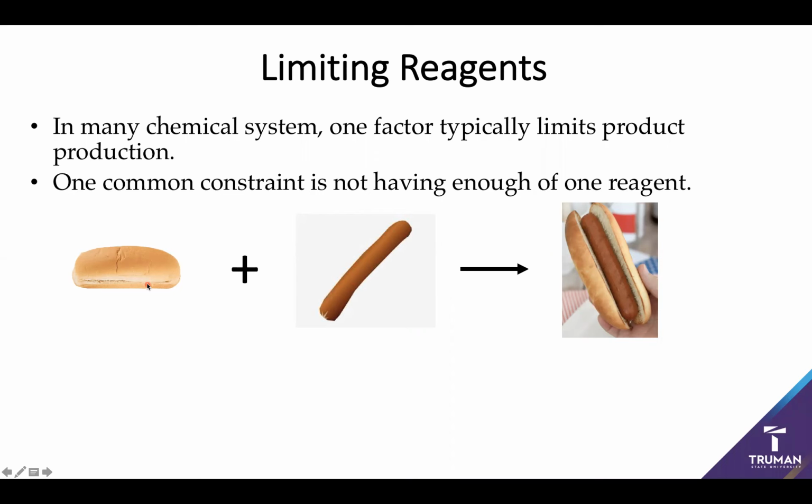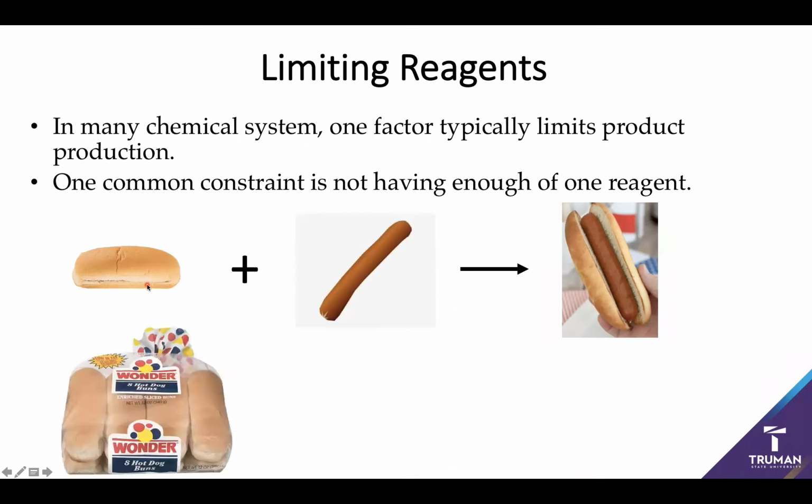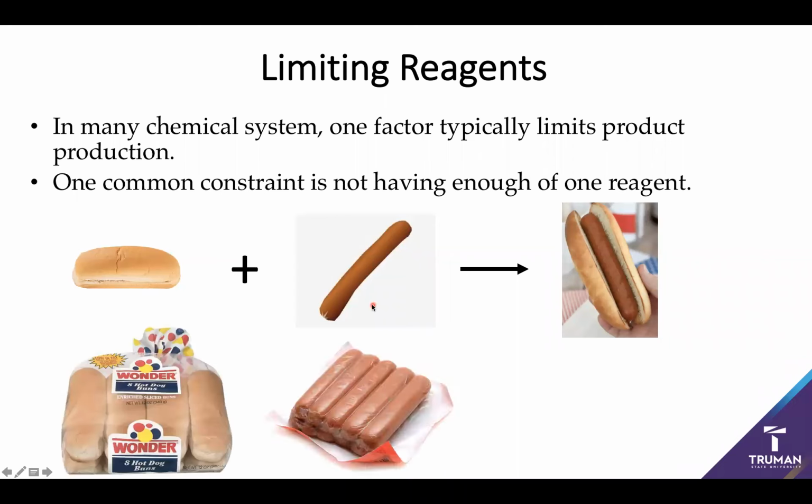But part of the problem is, as many people have pointed out before, hot dog buns come in packages of 8 and hot dogs come in packages of 10, which means that if I'm going to make hot dogs, I almost never have enough buns. So in this case, buns is the limiting reagent. It limits how many hot dogs I can make. And in order to make more hot dogs, I need to get more buns. But then the hot dogs themselves become limiting.